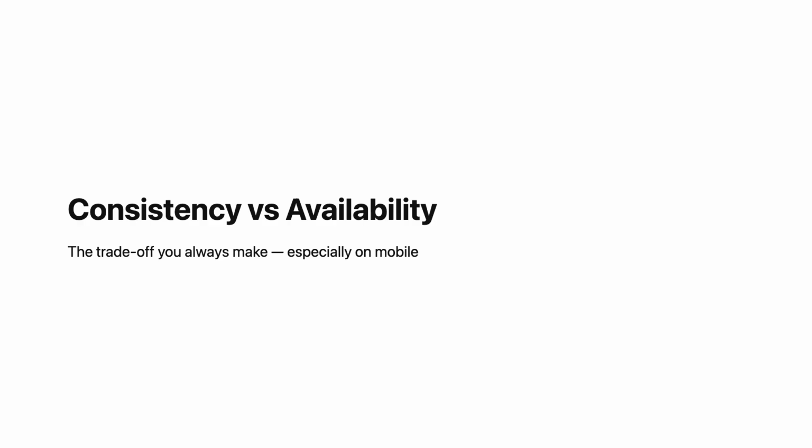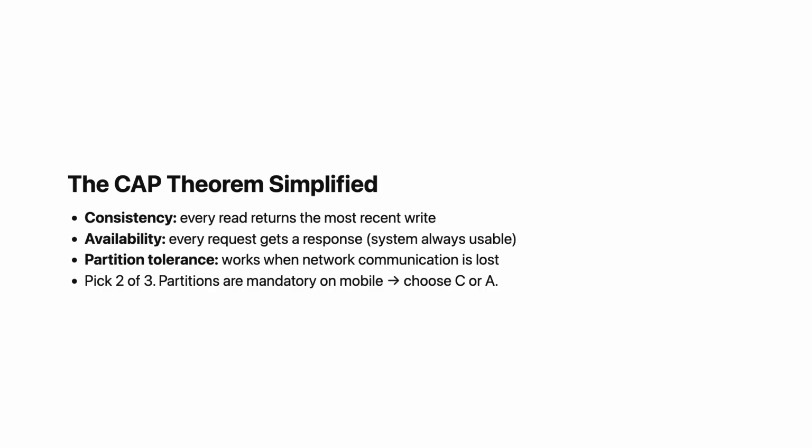Consistency means every read returns the most recent write. If user A updates their name to Alice on the server, user B immediately sees Alice, never the old value. Availability means every request gets a response. The system is always usable, even if some parts are having problems. Partition tolerance means the system works even when network communication between nodes is lost.